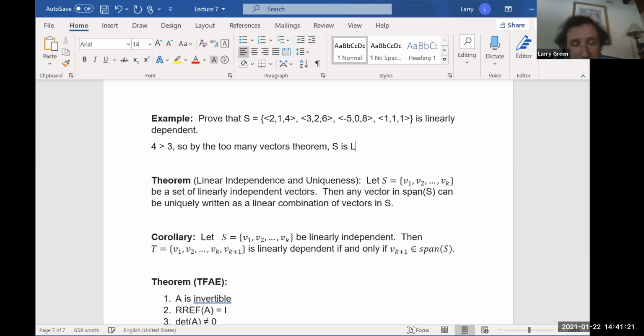S is linearly dependent. And that's it. Was that an easy proof? Isn't that wonderful? So this is one of the easiest proofs, easiest theorems to use, because I just count.